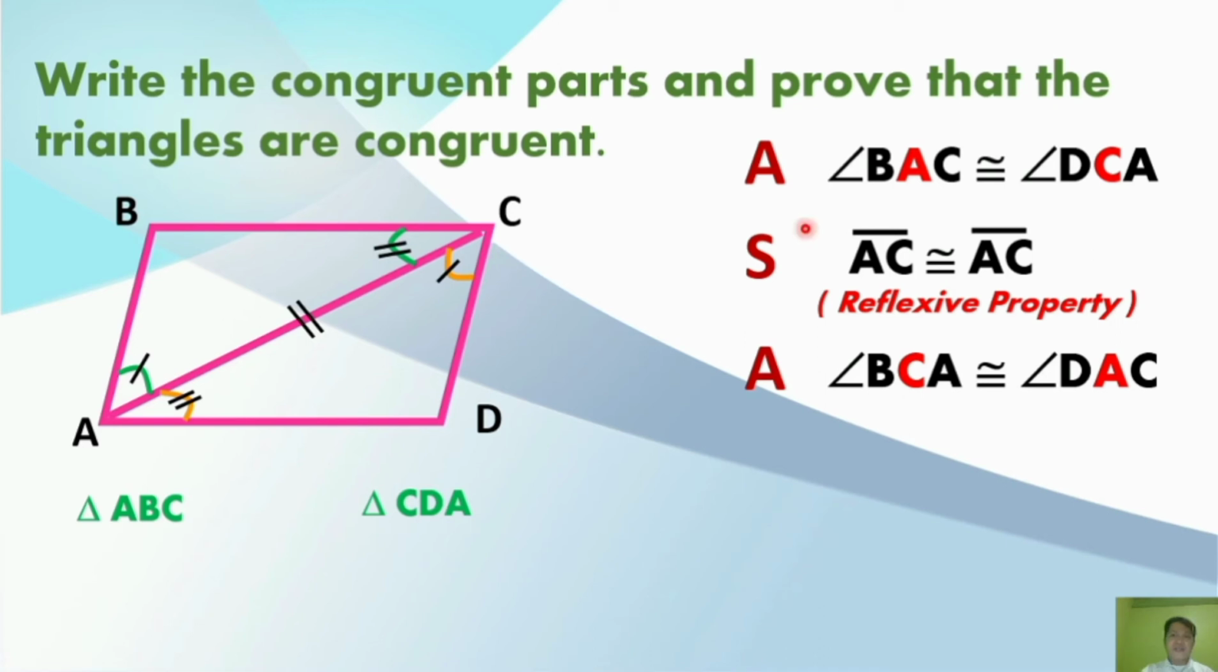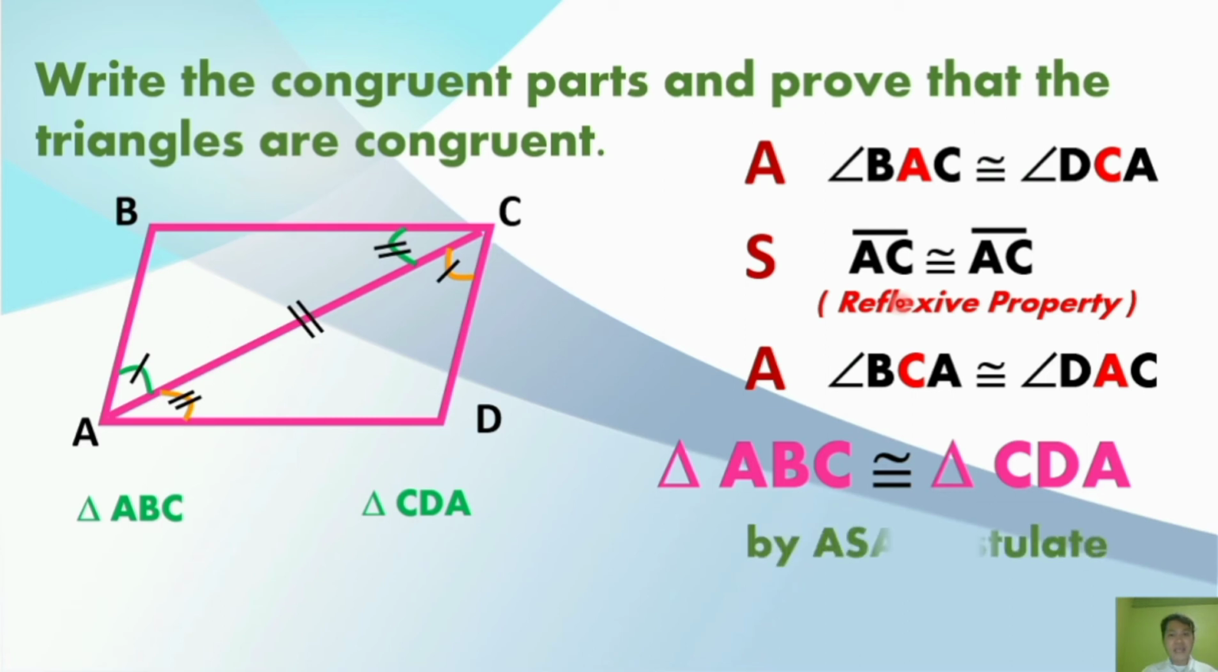So we have here three statements saying that two pairs of corresponding angles and a pair of included sides are congruent. So therefore we can say that triangle ABC is congruent to triangle CDA. By what means have we proven that the two triangles are congruent? Yes, you are correct. By ASA Congruence Postulate, or by ASA postulate.